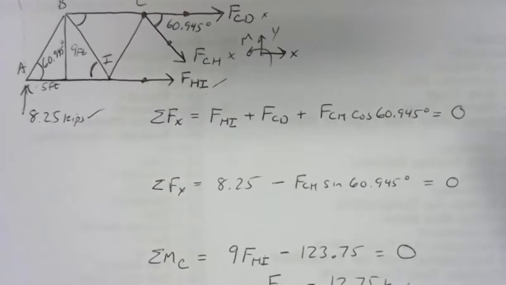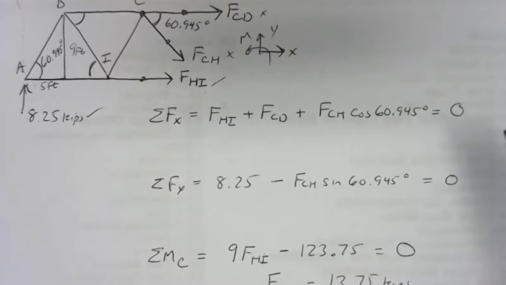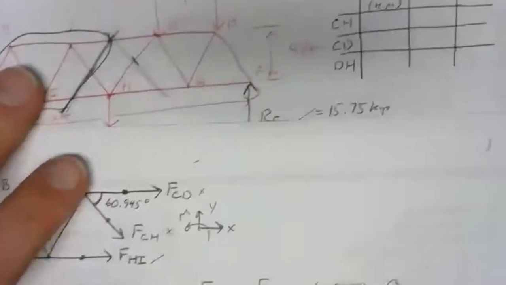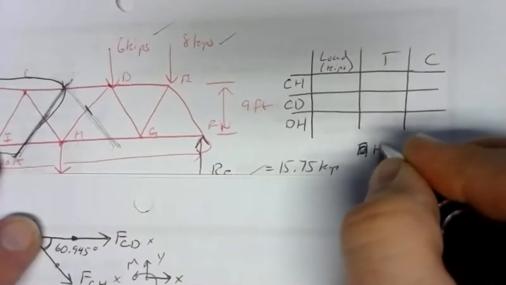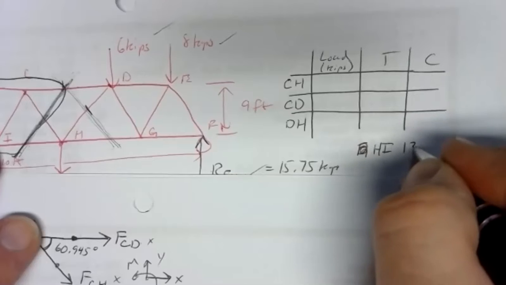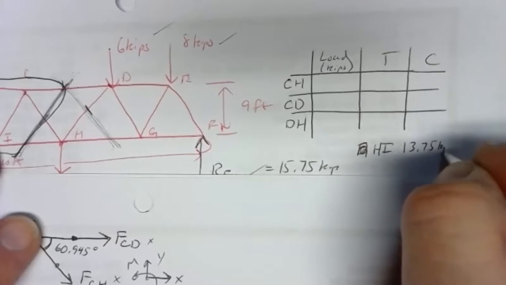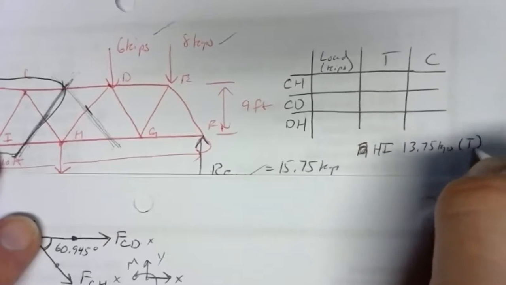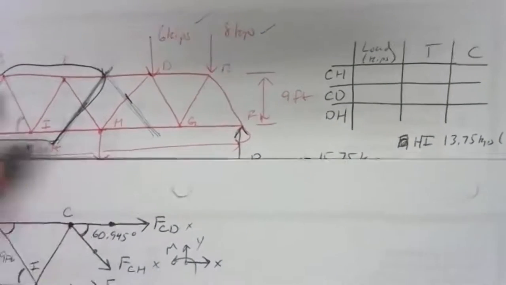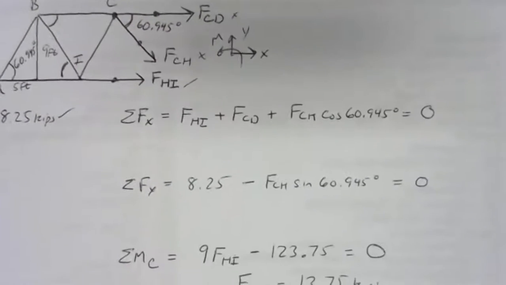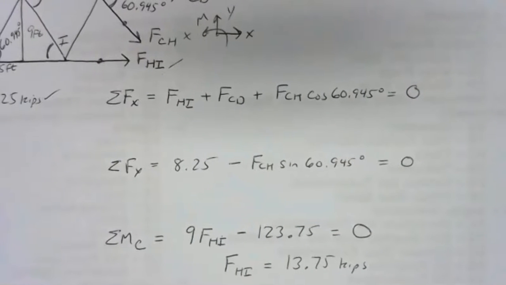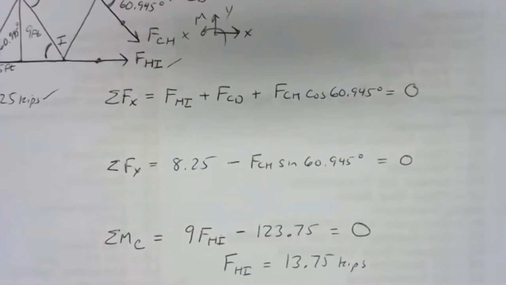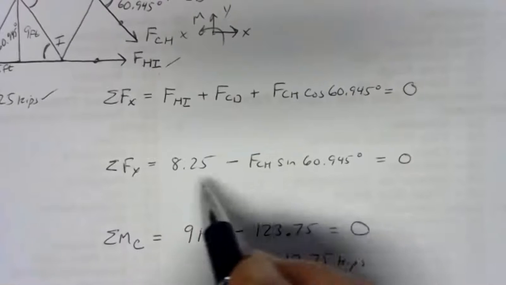Now I wouldn't go to the table and fill that in because we don't really want it in the table. It's not something we need in our final answer, but it's something nice to know. So I'm going to go back to our table here and just write it underneath and say member HI carries 13.75 kips in tension, just in case I might need it later. And I certainly do need it in my set of equations, but I don't need it as a final answer right here. I might need it in my next step though, so I'll keep it around.